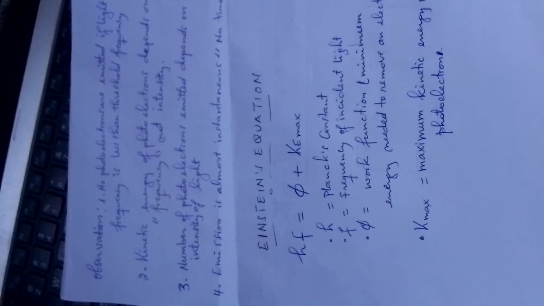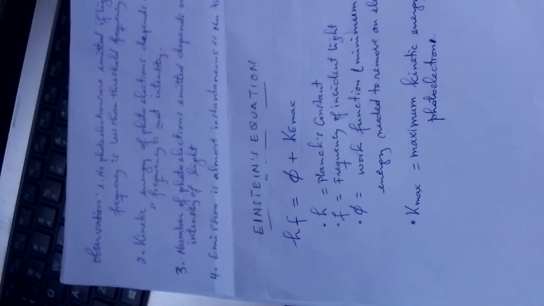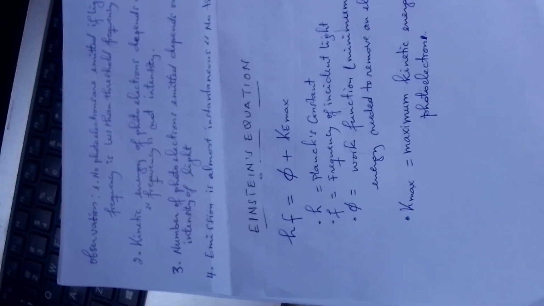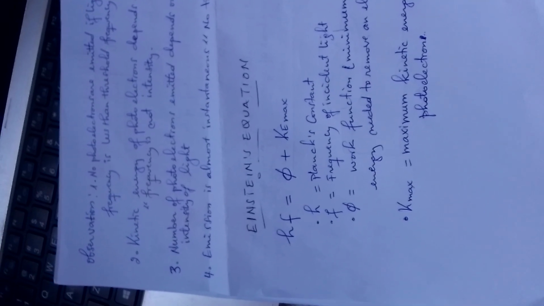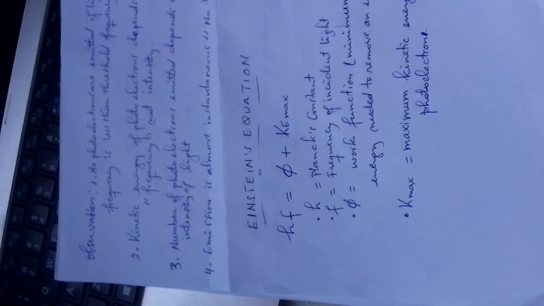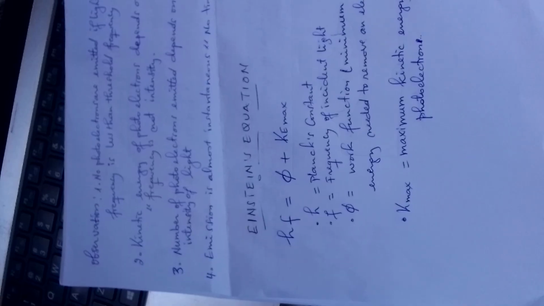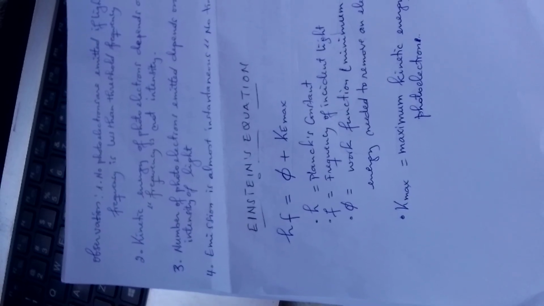As we know, the intensity of light is related to the number of photons emitted in this light. It means that as we increase the number of photons, the number of photoelectrons ejected will also increase, because each photon will interact with one electron. That's why the number of photons affects the number of ejected electrons.